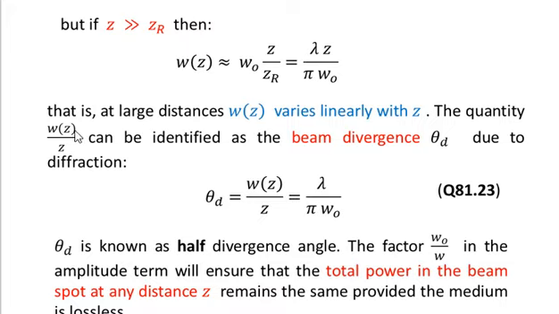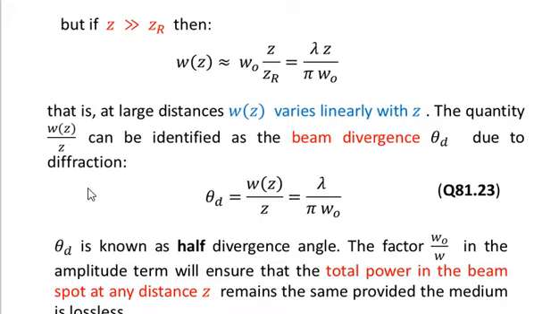The quantity W of z divided by z can be identified as the beam divergence theta d. If you draw a diagram where W of z is the radius of the beam and z is the distance from the reference point, then you can see that this can be approximated as tan of theta d. And tan of theta d can be approximated as theta d because this quantity z is very large, so this angle is very small. So this can be represented as beam divergence.